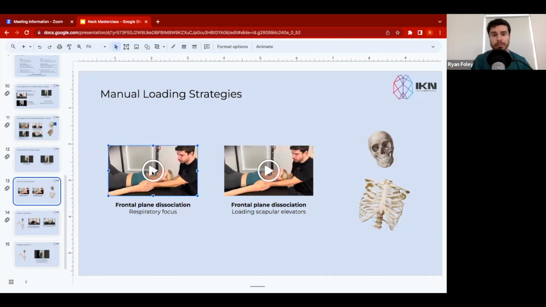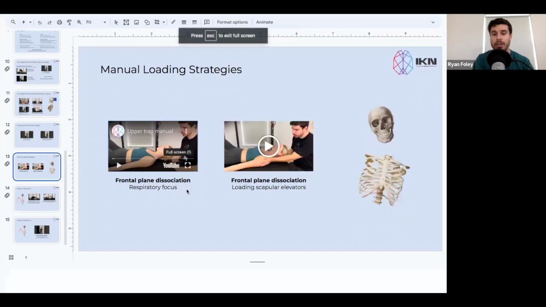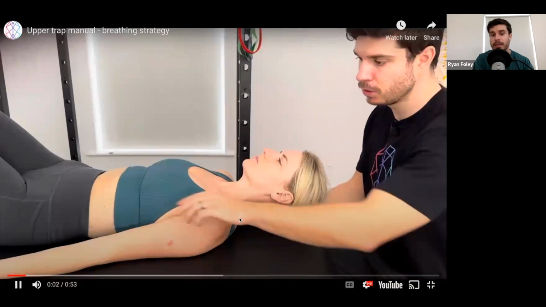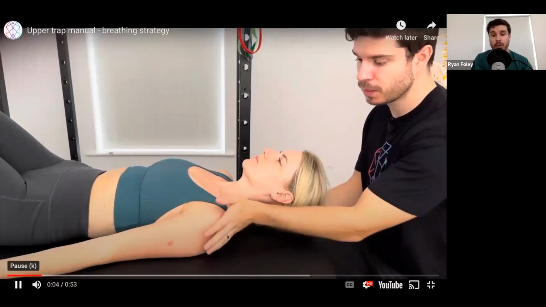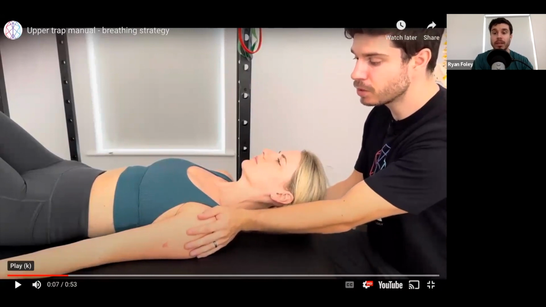Okay. The first one here is going to be more of a respiratory focus, where we have the client in a supine position. And again, to get some length into the upper trapezius, we do want that humerus to be a little bit more externally rotated, so it brings the scapula into more external rotation as well. Okay, what we're doing then is we're positioning our hand on the top of the shoulder, and we'll have the client take a gentle breath in.